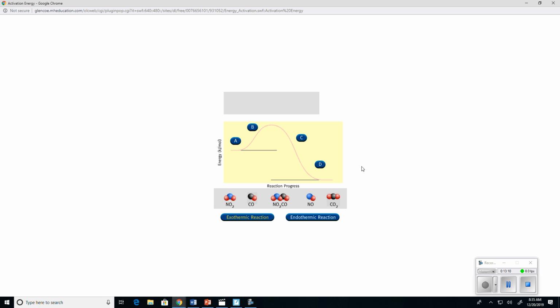Notice that's a negative 226, representing negative energy released. That's another way to know that's exothermic.